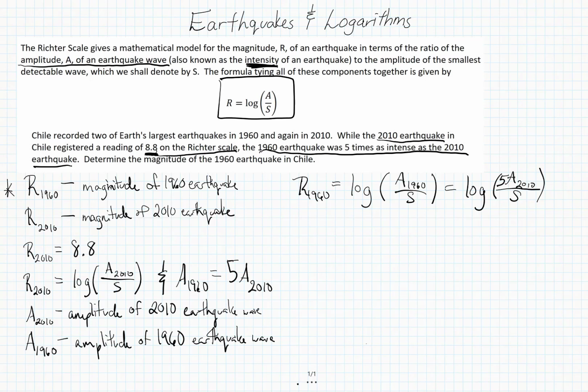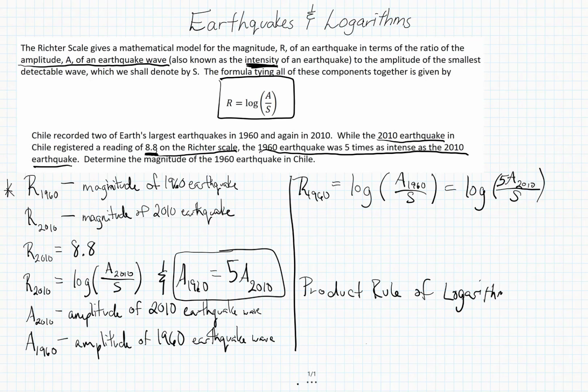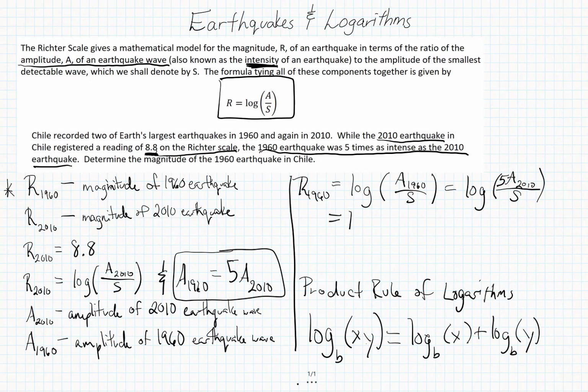The reason why is that there are some beautiful properties of logarithms, called the laws of logarithms. In particular, there's a product rule of logarithms. So what does the product rule state? It says if you have a log with some base, we'll call it b in general, of x times y, that's the same as the log base b of x plus the log base b of y. So that allows us to rewrite log of 5 times A of 2010 divided by S as the log of 5 plus the log of A of 2010 divided by S. That's just using the product rule.